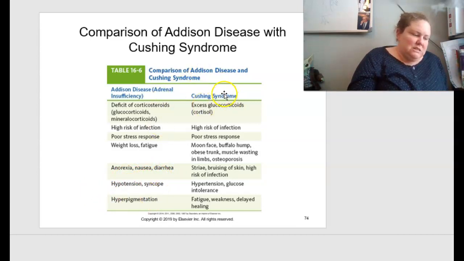Whereas on the other hand, Cushing's disease is from an excess glucocorticoid, which would be cortisol. And this carries a high risk of infection. You have a poor stress response, and it can present itself with a moon face, buffalo hump, obese trunk, muscle wasting in limbs, osteoporosis, etc. You will have striae, the bruising of the skin, high risk of infection with Cushing's, and then also hypertension, so high blood pressure, and then glucose intolerance. It can also cause fatigue, weakness, and delayed healing.